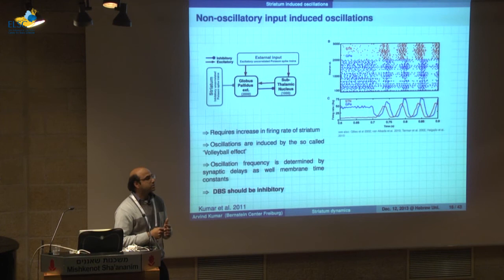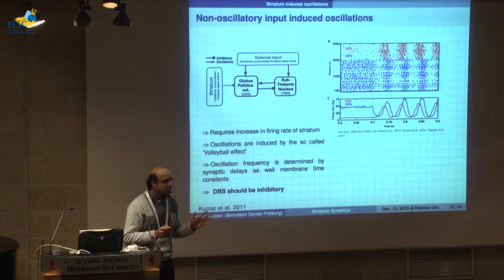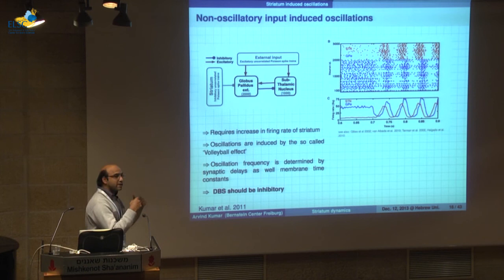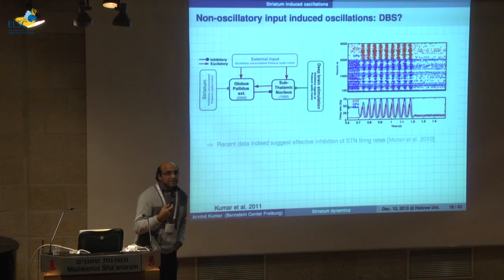Our model also suggests that if you want to get rid of these oscillations, then deep brain stimulation, though I don't know how it should do it, should actually be inhibitory, because you are stimulating an excitatory network. At least in models, it works exactly like this. So we inject some inhibition in STN, and because this guy was receiving less inhibition from GPE, it's now back into its original state, so oscillations disappear.